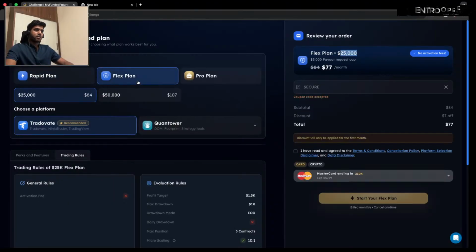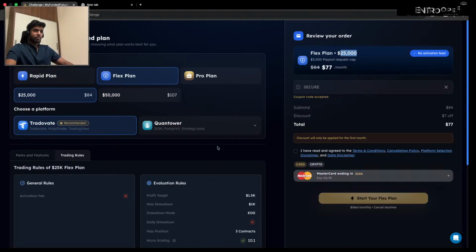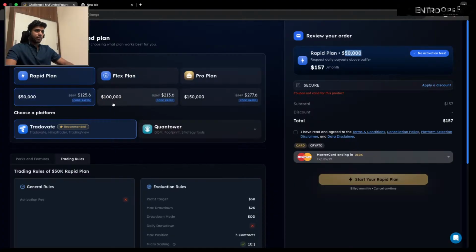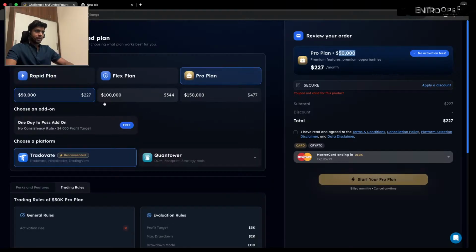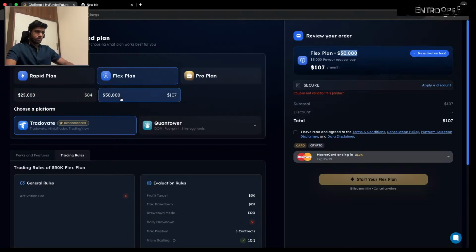Flex is like the middle kid. I think you can take payouts every week or every 14 days. Anyway, I'm not bothered much about it. Rapid has a 50,000 plan, 100,000, and then 150,000. For the Pro plan, they have the same capitals. Flex has 25,000 and 50,000.